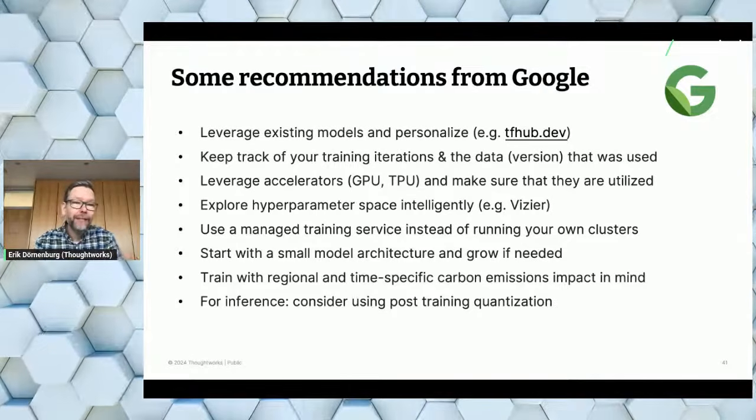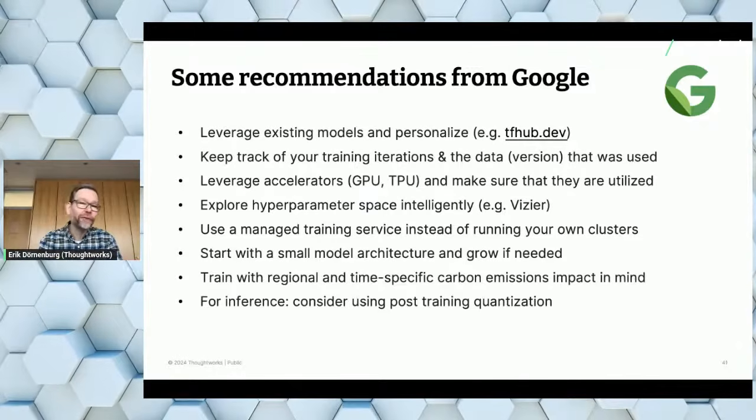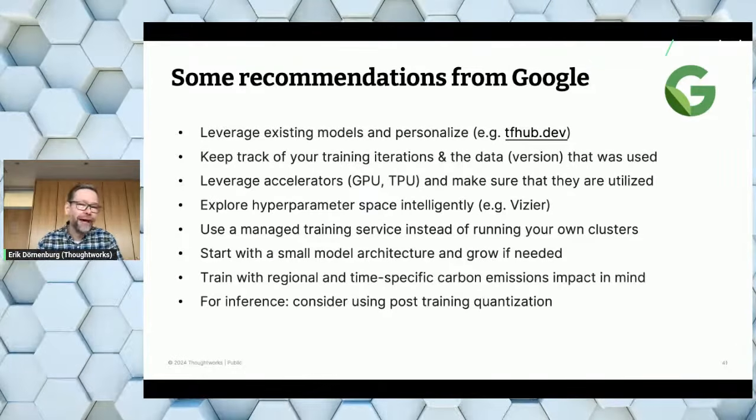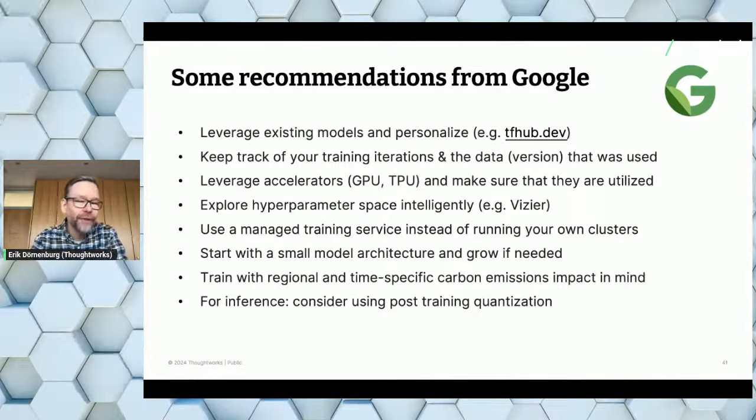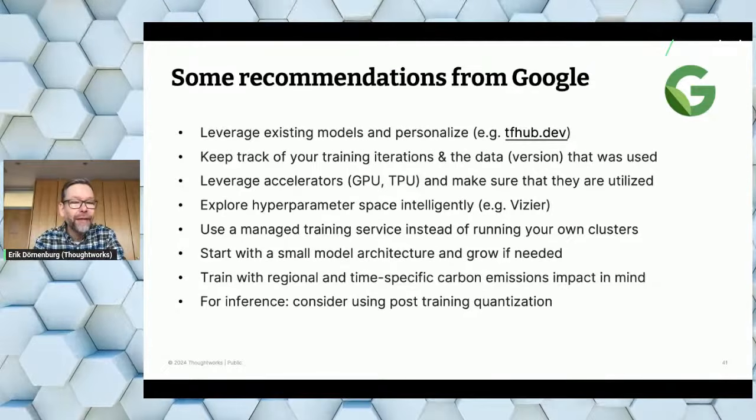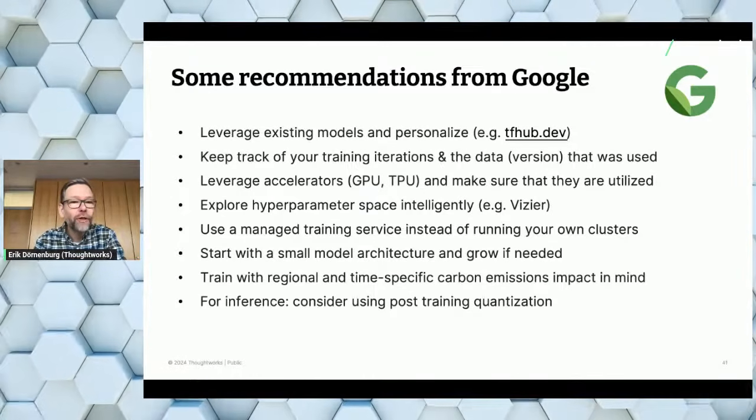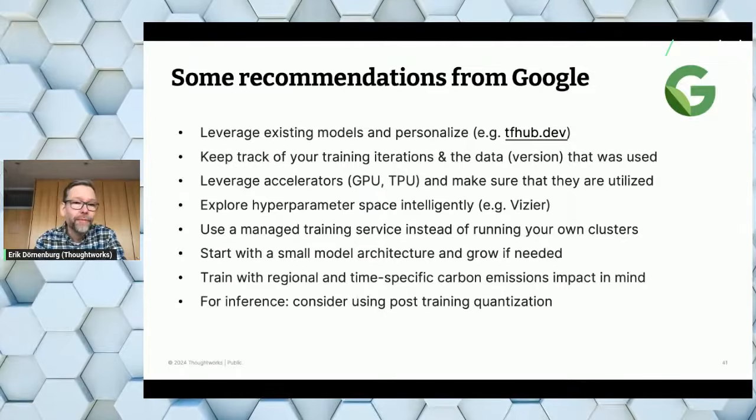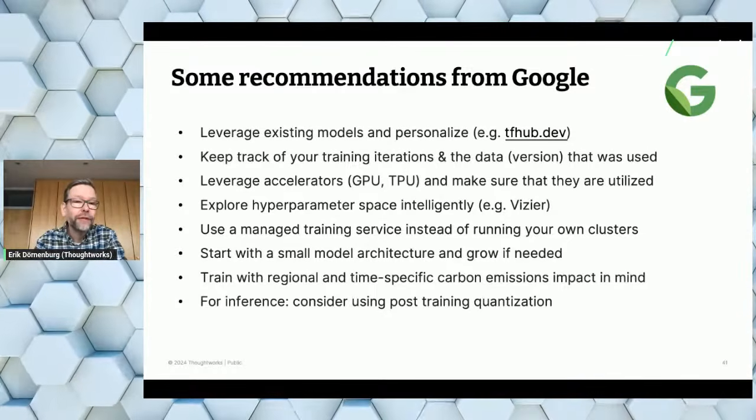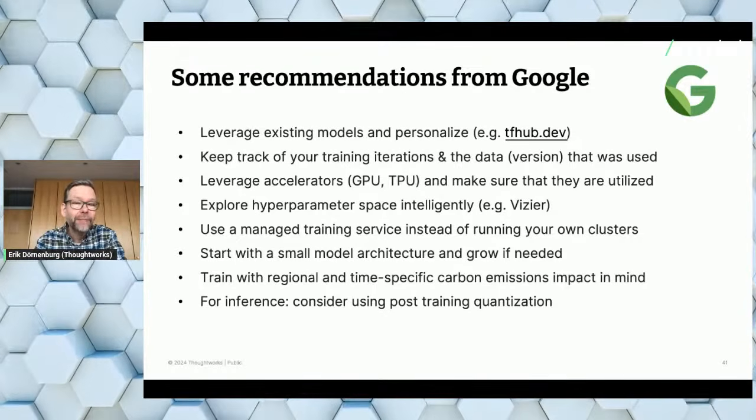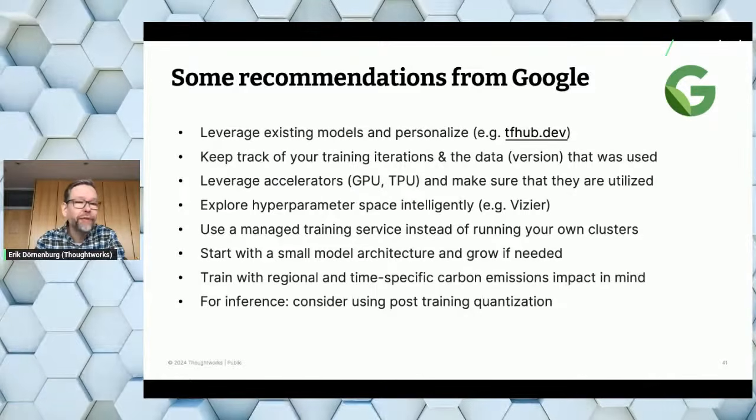I was in a debate with myself what to do, because all of those you can almost do a half-hour talk about each of those points. So I can't really go into detail, but I just wanted to show you that there's a whole spectrum of things you can do. You can look at something like tf-hub.dev and see, is there a model? Maybe I don't have to train my own model.